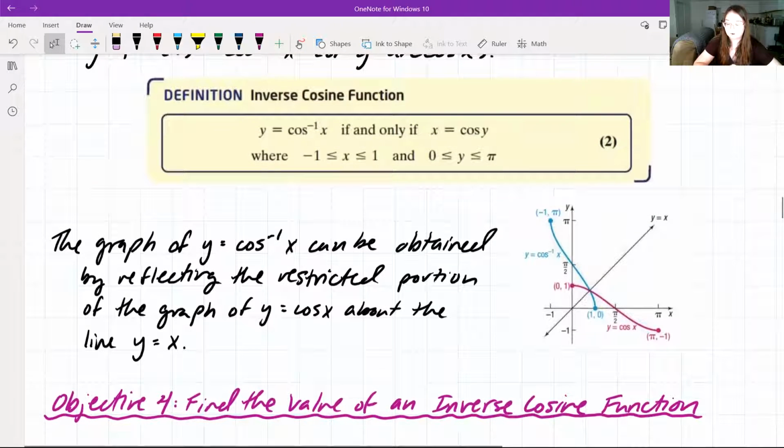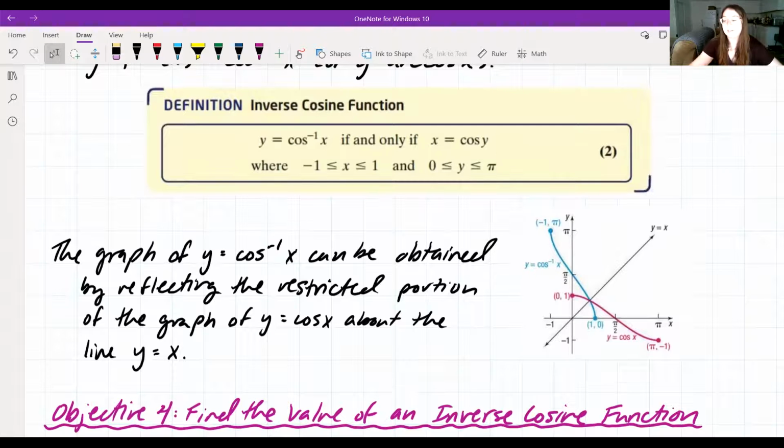Then we see that the graph of y is equal to cosine inverse of x can be obtained once again by reflecting the restricted portion of the graph of y is equal to cosine of x about the line y is equal to x. It is always reflected about this line y is equal to x. If we look at our function here, y equals cosine of x is in this pink purple color. This is what our original function will look like between 0 and pi. And our blue function here is our cosine inverse function, which we see is reflected about this line.